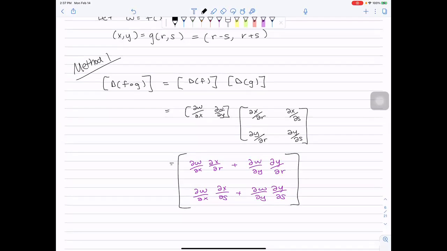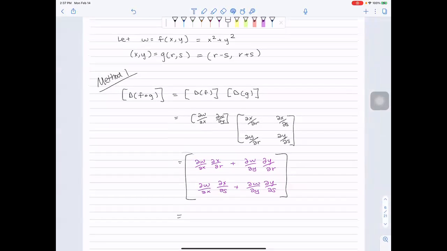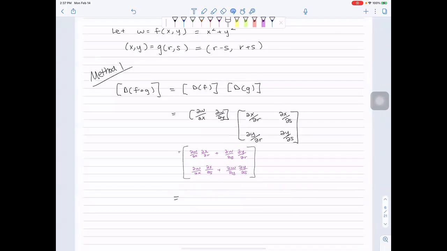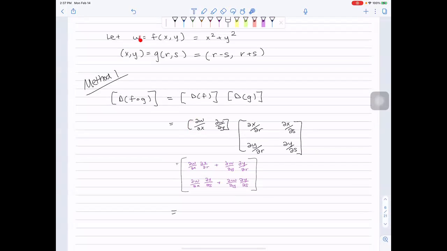Now, what exactly is the partial of, so let me put that in like a smaller step. What is the partial of w with respect to x for our first term? It's just 2x, right? What is the partial of w with respect to y? Well, the derivative of this is 2y. So we put a 2y.